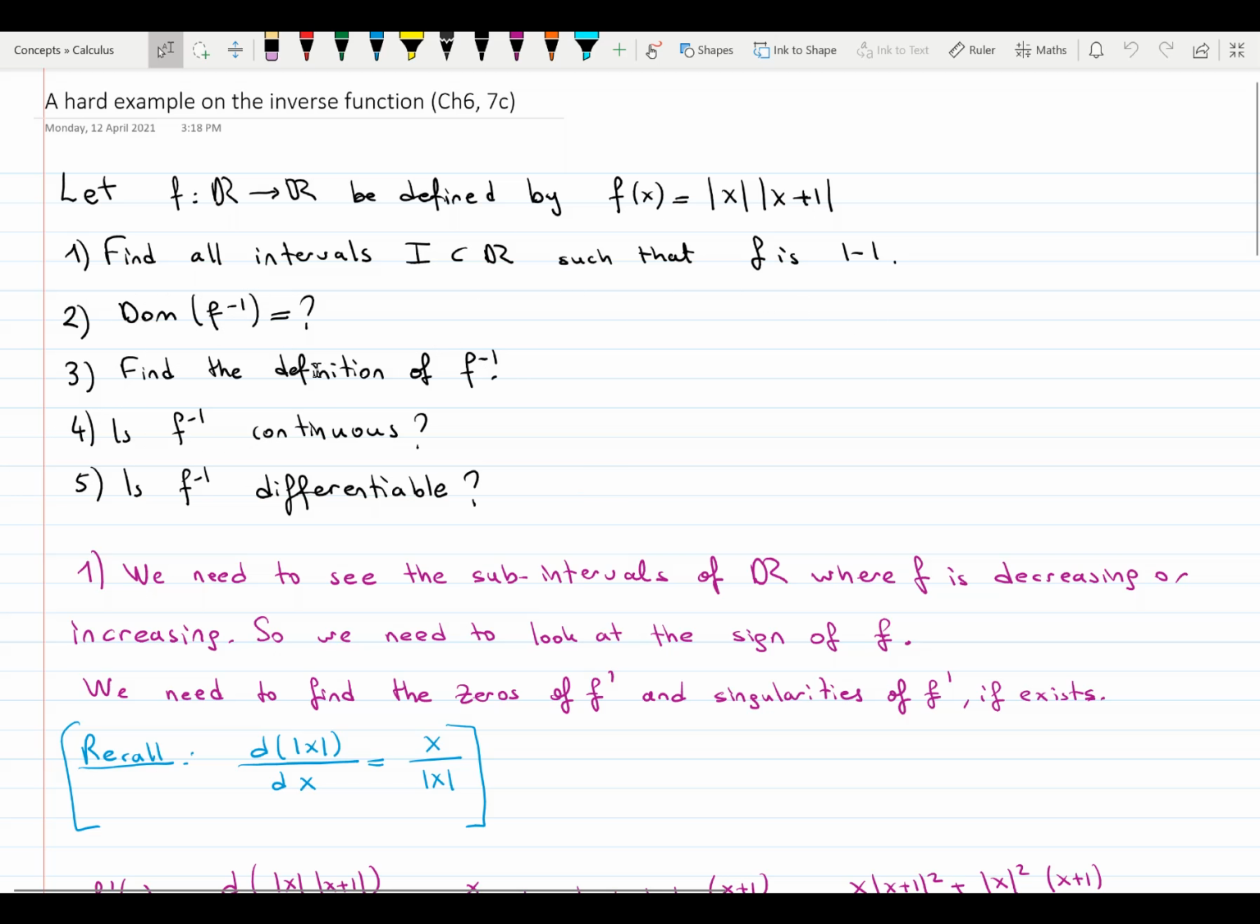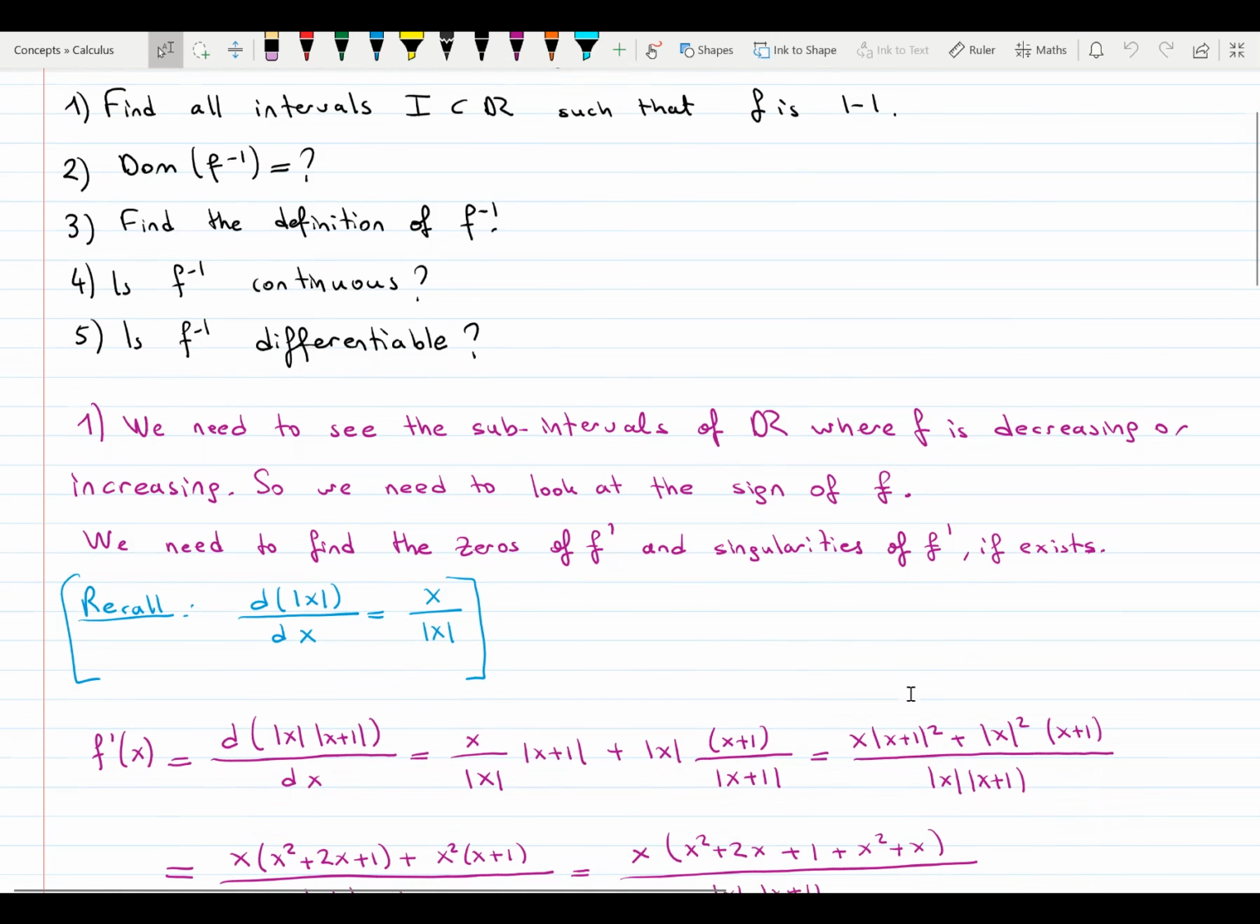So in this question, in order to find the subintervals of R where f is increasing or decreasing, that will give us the one-to-one parts, the subintervals where f will be one-to-one. So we need to look at the sign of f prime in order to see where f is decreasing or increasing. That means we need to find the zeros of the derivative of f, and the singularities we need to look at as well, if any exist.